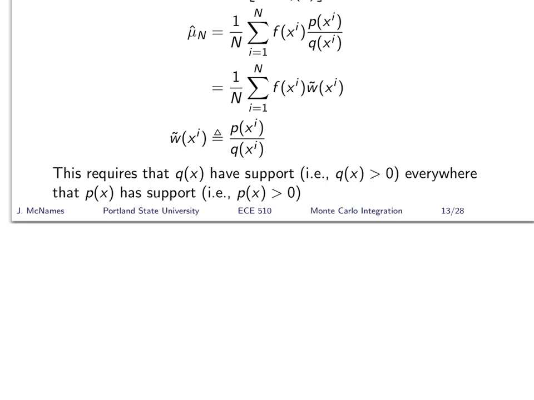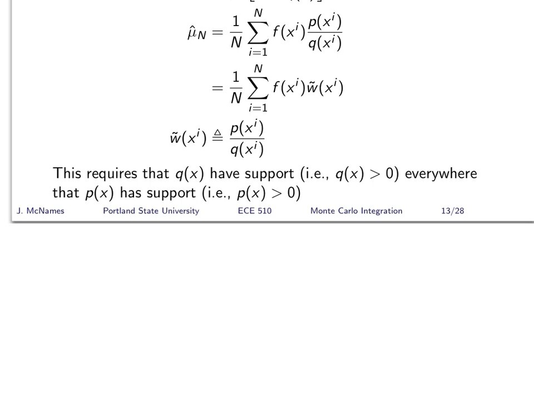This ratio of p over q, I'm going to denote as w. We're going to think of this as a weight, and w has a tilde on it. Later, when we normalize the weights, we'll drop the tilde, but there's a tilde for now to indicate that these weights are not normalized. These non-normalized weights are defined as a ratio of the PDF that we wanted to draw samples from but couldn't, divided by the PDF of the samples that we actually drew from.